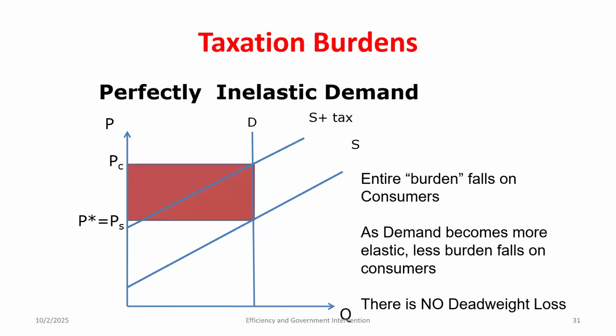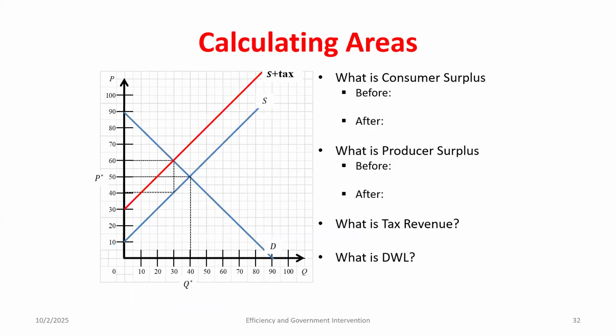So these extremes are a little bit weird to think about, but it hammers home the point that when we have a very, very inelastic group, they bear most of the burden. If they're very, very elastic, they can avoid the majority of the burden. Okay. Where are we at in time?